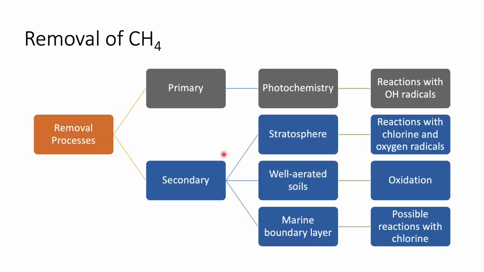So how is methane being removed? The primary process is by photochemical methods, that is, reactions with the OH radical remove methane. There are also secondary processes which happen in the stratosphere, that is, reaction with chlorine and oxygen radicals, or in well-aerated soils by oxidation, or in the marine boundary layer by possible reactions with chlorine. These are all the various ways by which methane can be removed.